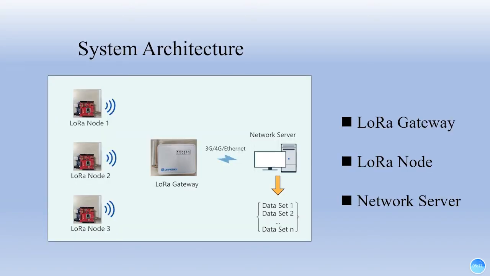Next, I briefly introduce the system architecture of our research. The system is mainly composed of LoRa gateway, LoRa node, and the network server. Firstly, it is necessary to establish the communication between the LoRa nodes and the LoRa gateway. The LoRa node will send an uplink signal frame to the LoRa gateway, and then the LoRa gateway will calculate the signal strength value of the LoRa node at this time based on this signal frame. And the LoRa gateway will also send a confirmation signal frame to the LoRa node, but which is not necessary.